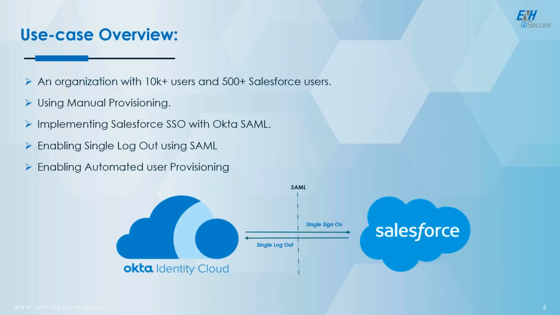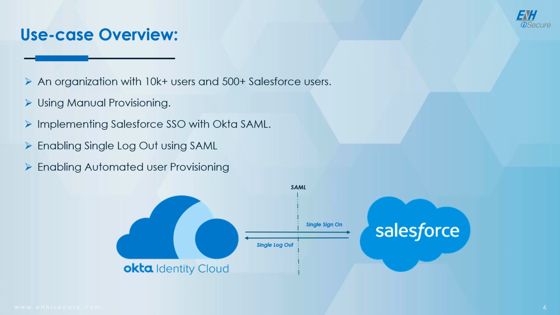Talking about our use case, an organization has around 10,000 plus users stored in Bamboo HR, Active Directory, and CSV directory, and using manual provisioning are imported to Okta Universal Directory by using different methods. And around 500 plus users of the organization access Salesforce on a regular basis.